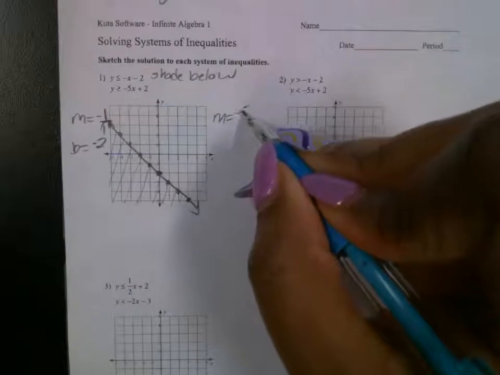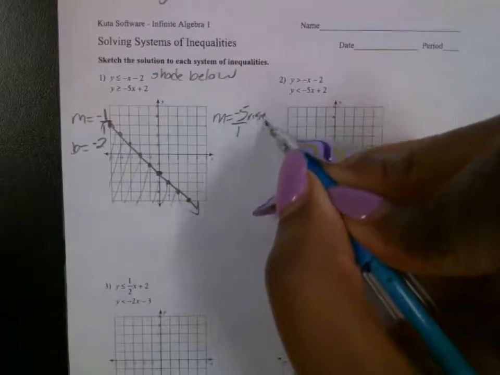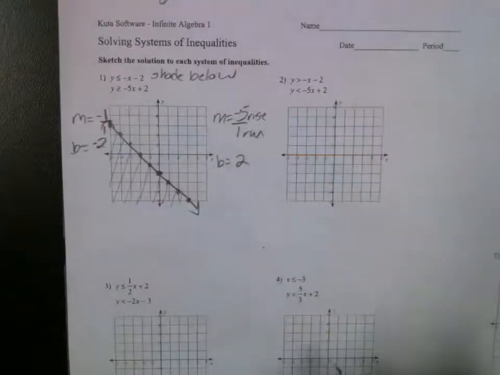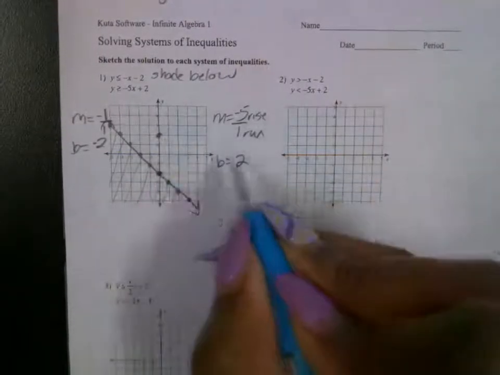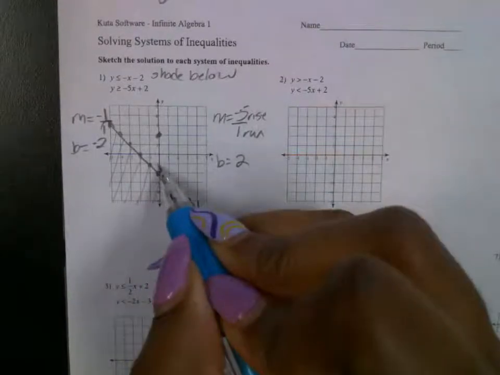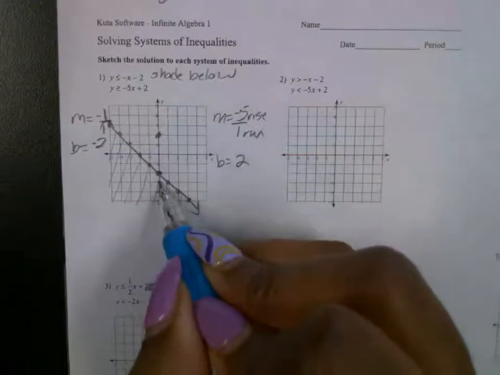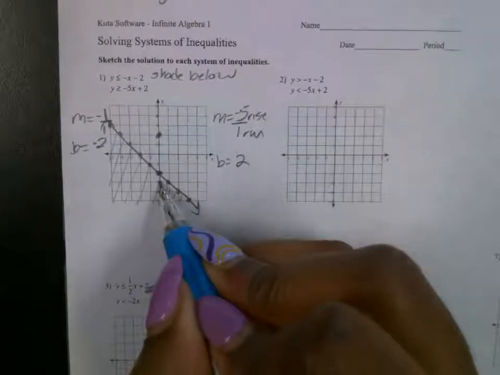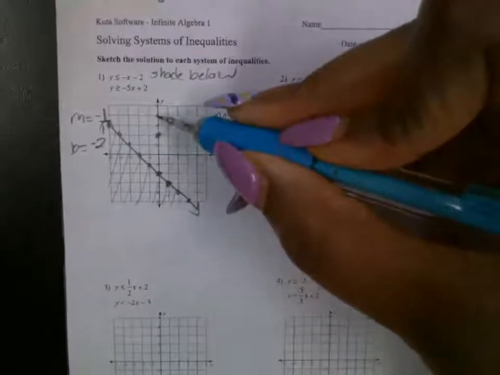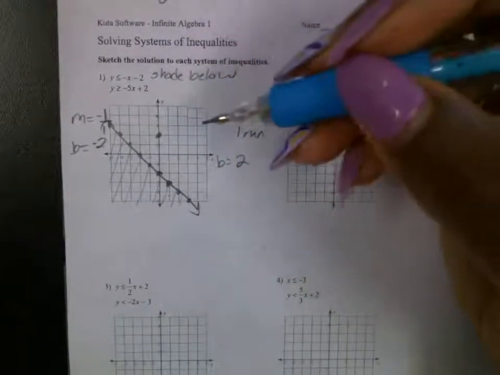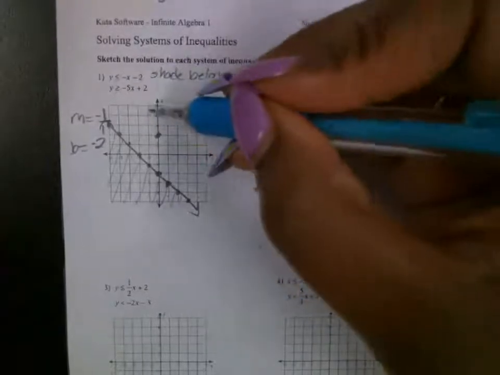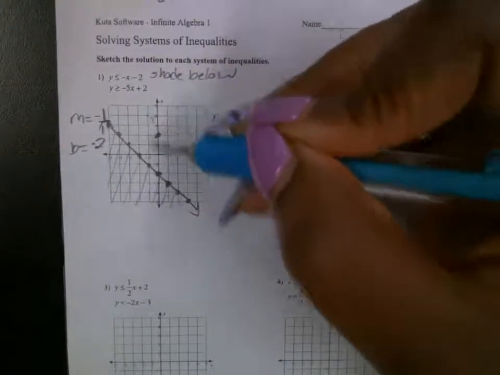My m is negative 5 over 1, rise over run. And my b for the second equation is a positive 2. So now I'm going to find positive 2 on the y-axis. And then I'm going to go down 5, 1, 2, 3, 4, 5. And I'm going over to the right 1. Okay, so now up 5, 1, 2, 3. I'm going backwards and I don't have enough space. So this is going to be a solid line again.